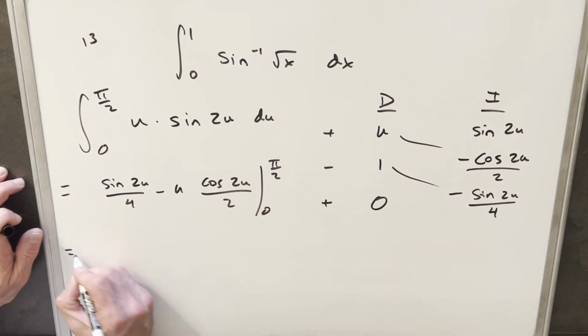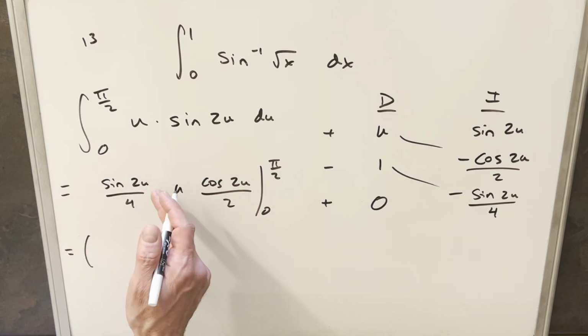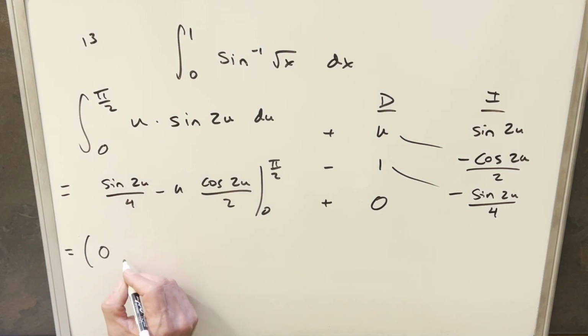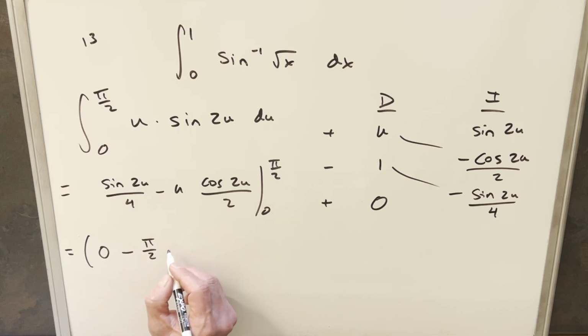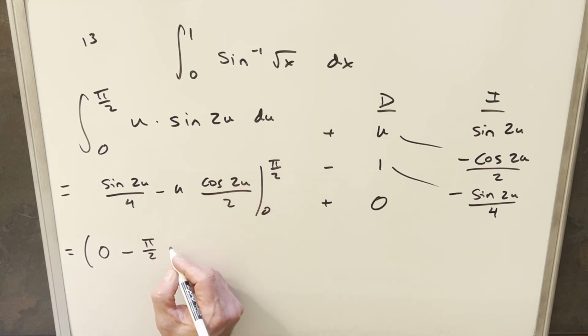So let's just do this carefully now, plugging in pi over 2. So when we plug in pi over 2 here, we're going to end up with sine of pi, but sine of pi is just 0 for this first term. Then here in our u, we'll have a pi over 2. Cosine 2 times pi over 2, so we're going to have cosine of pi. That's going to give me a minus 1 over this 2 here.